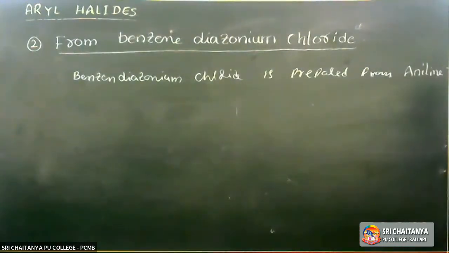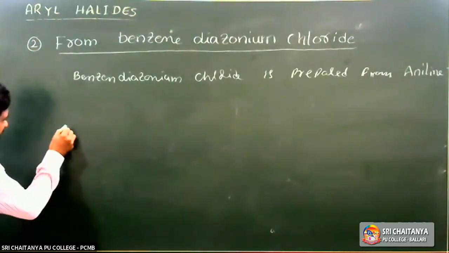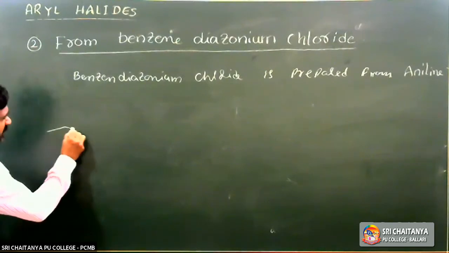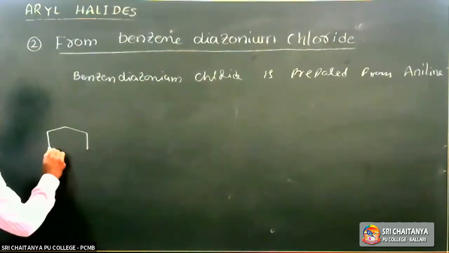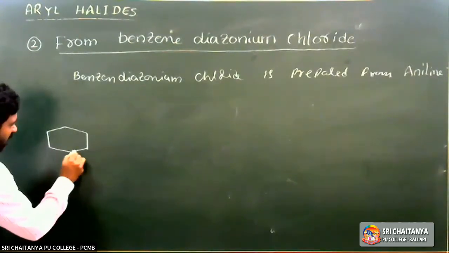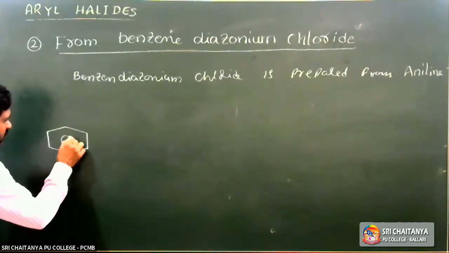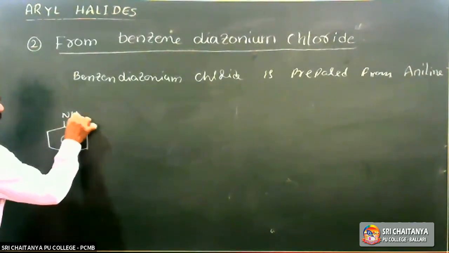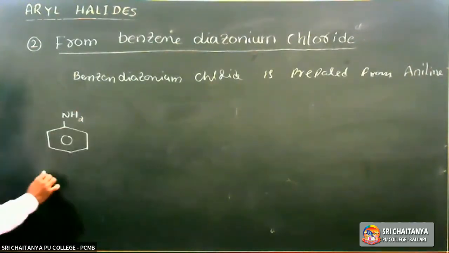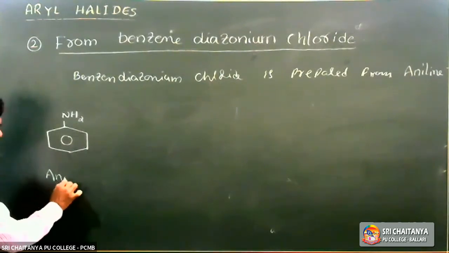It is prepared from aniline. So what is the formula of aniline and how is benzene diazonium chloride prepared from aniline? Aniline means an amino group is attached to a benzene ring. The amino group is NH2. It is called aniline, aminobenzene.